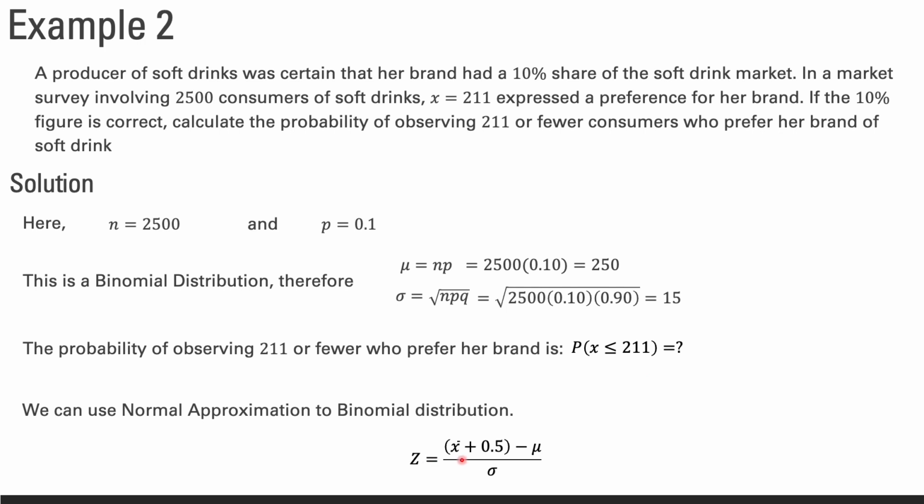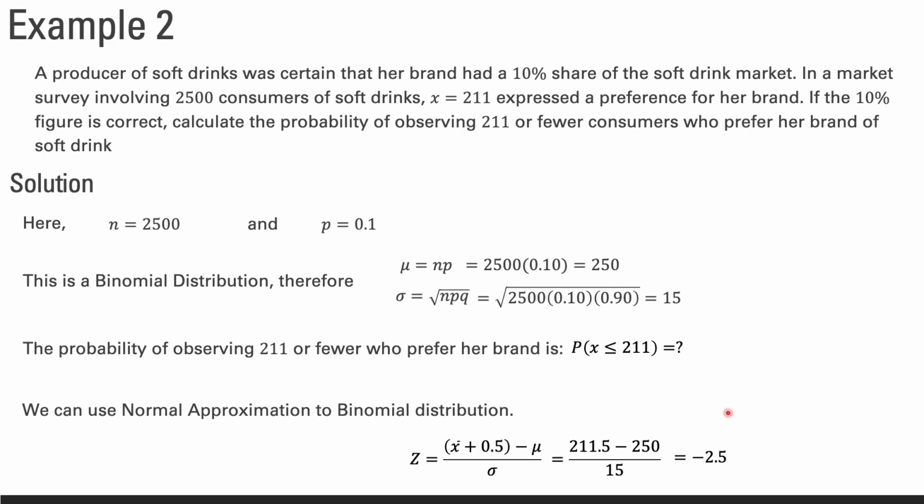We know the formula: x minus mu over sigma, and this 0.5 is used for continuity correction when we apply the normal to the binomial distribution. Because normal is a continuous probability distribution and binomial is a discrete one, right? So for continuity correction we have to apply x plus 0.5. Now we calculate it like this, and we get the value of z, which is minus 2.5.